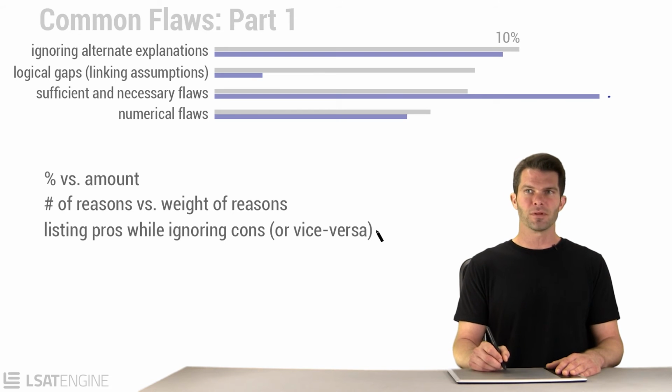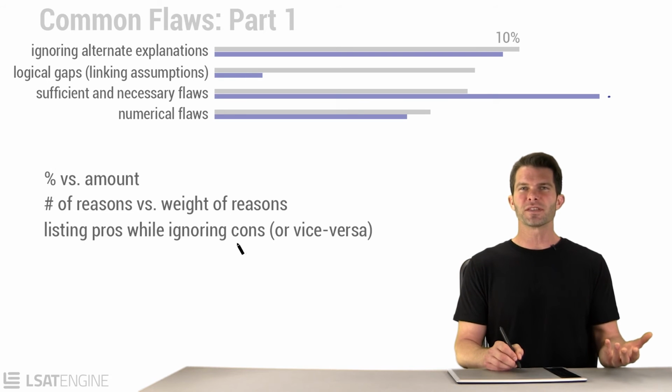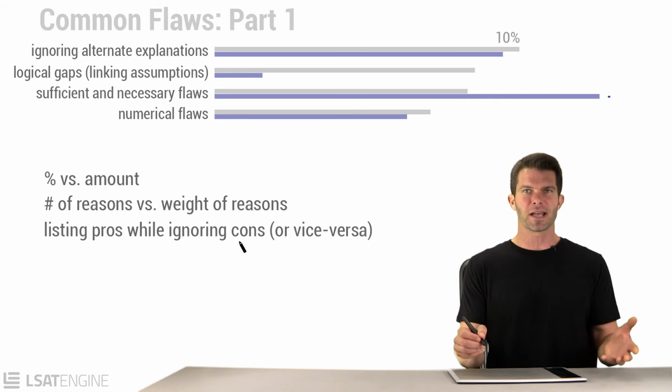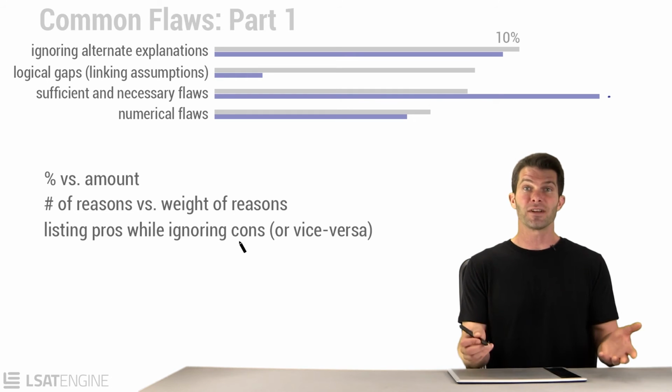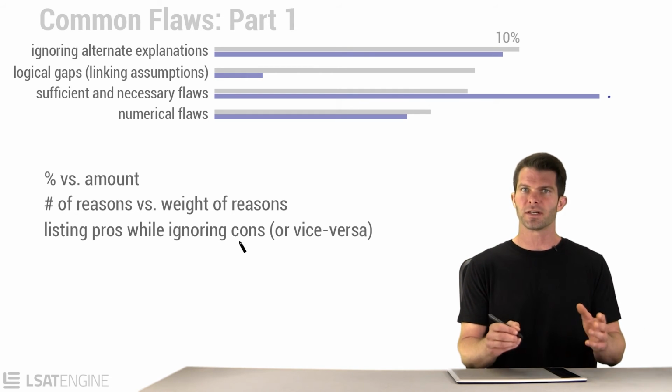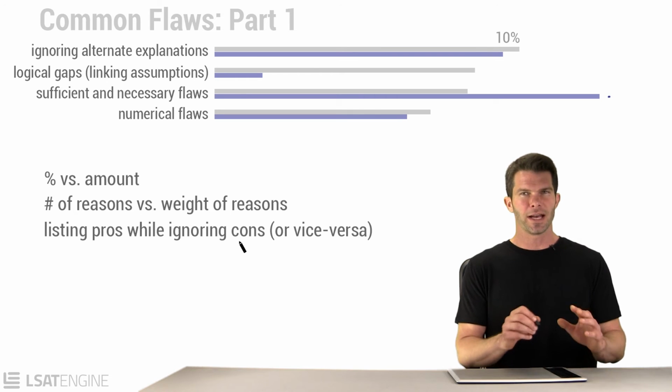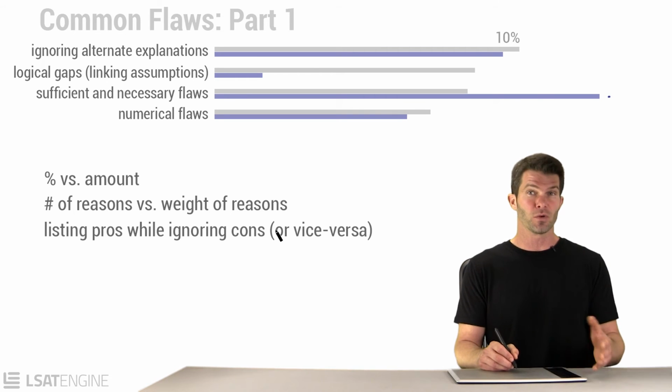A third numerical problem is listing out pros while ignoring cons, or vice versa. You can think of this as a one-sided argument. Like, just because I give you 2 reasons to do something doesn't mean we should do it, because we haven't considered whether there are any good reasons not to do it, and vice versa. So anytime you're presented with a one-sided argument, you want to recognize that as being problematic.